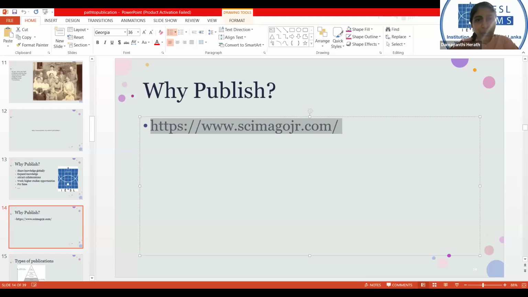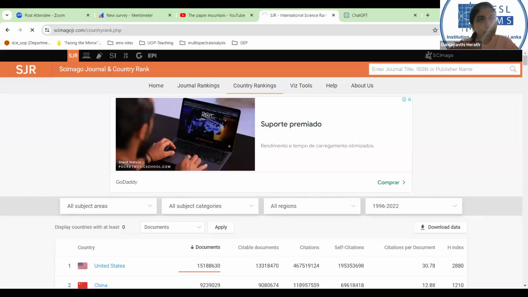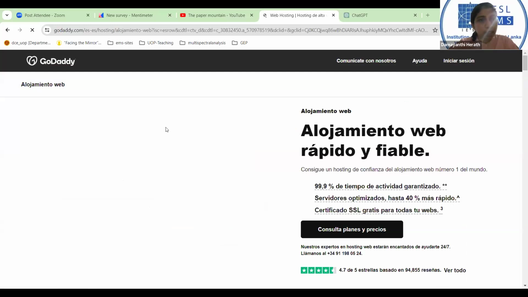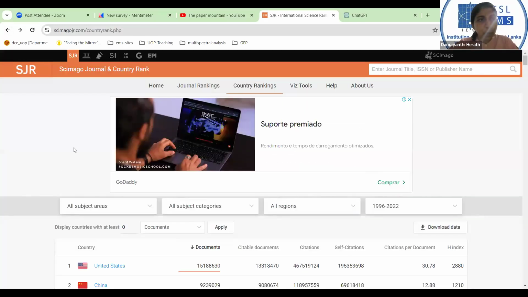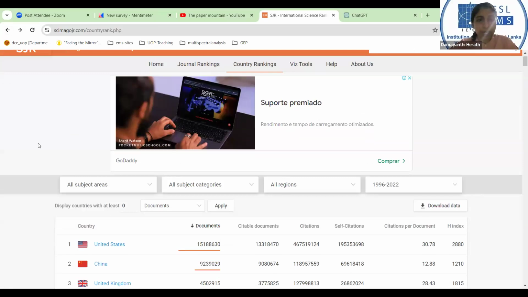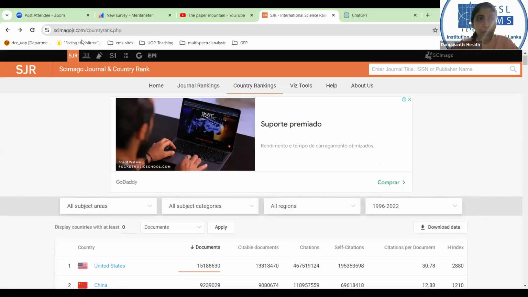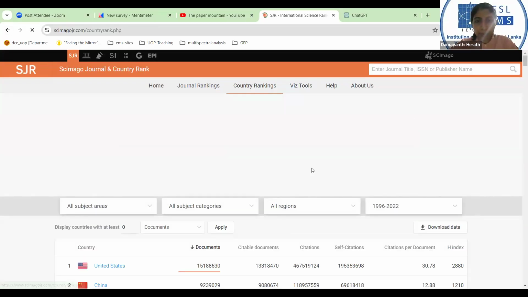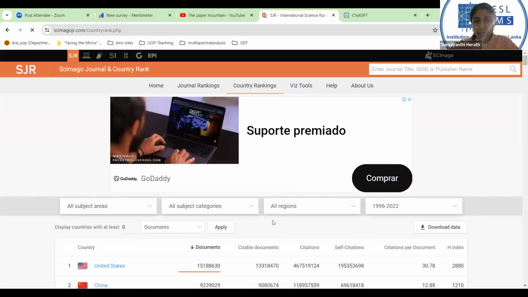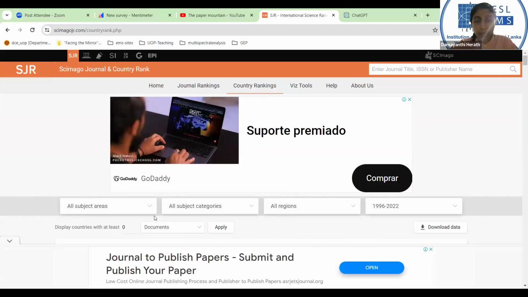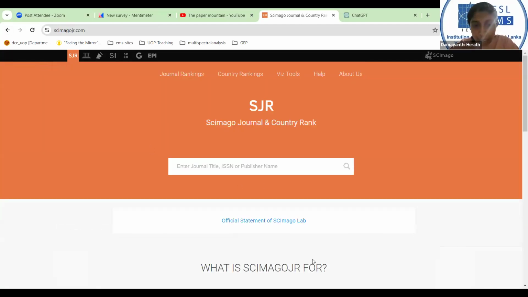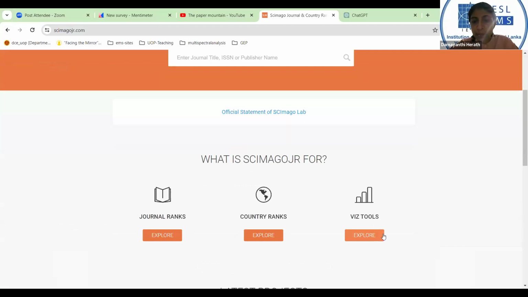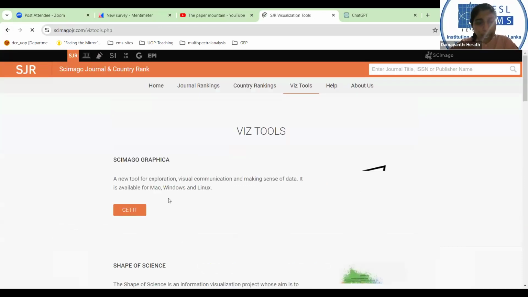So I think now you should be able to see my screen. If you go to SciMago, this is what I was referring to. There you can select these country ranks. I just selected Sri Lanka engineering and tried to see what the statistics corresponding to Sri Lanka are. And SciMago also provides a visualization tool.